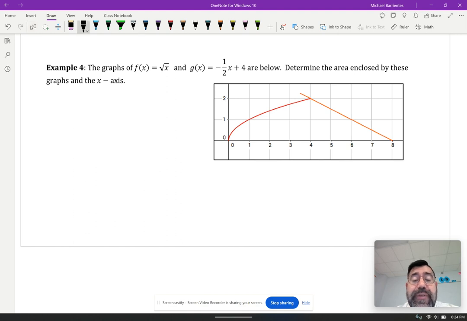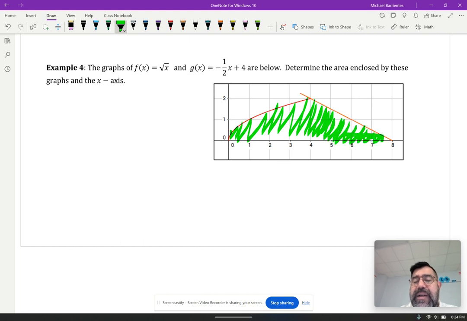Two graphs. One of them is the square root of x. One of them is the line negative 1/2 x squared, negative 1/2 x plus 4. Find the area that's enclosed by these graphs and the x-axis. So between this graph and the x-axis. So we're talking about this. Kind of looks a little oniony, but not really.